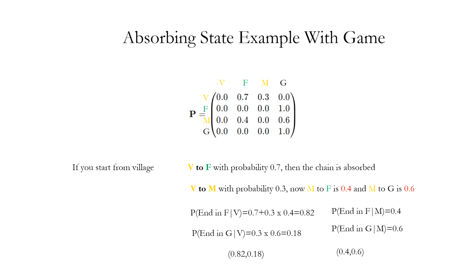End in G given V is 0.3 times 0.6, and that's 0.18. And we get the distribution 0.82, 0.18. If we do that, P end in F given M is 0.4. And then end in G given M is 0.6. We get 0.4 and 0.6. Okay.